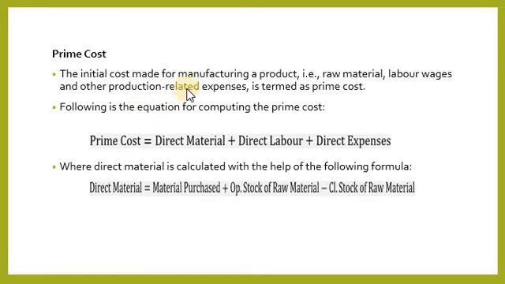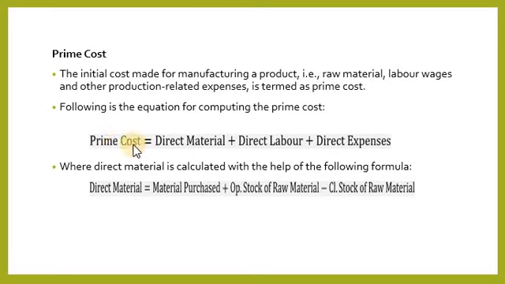The initial cost made for manufacturing a product, that is purchase of raw material, labor wages and other production related expenses, is termed as prime cost. This is the initial stage of manufacturing a product. It includes purchase of raw material expenses, labor wages expenses, and other production related expenses. But how do we calculate the prime cost in the cost sheet? If you want to calculate the prime cost, we have some formula. This is the formula of prime cost.